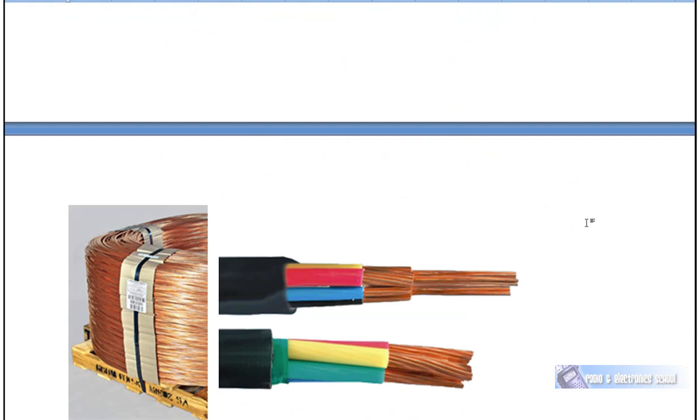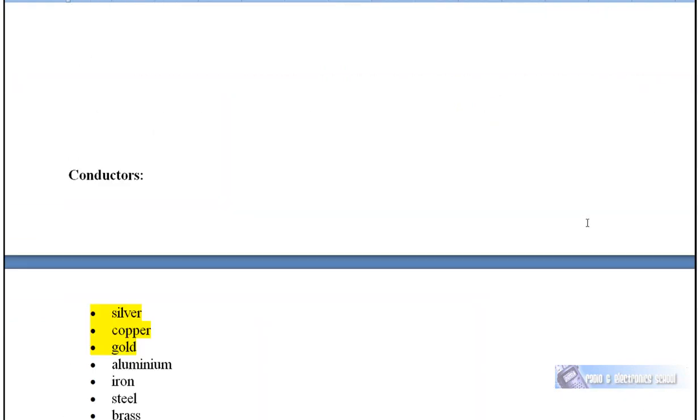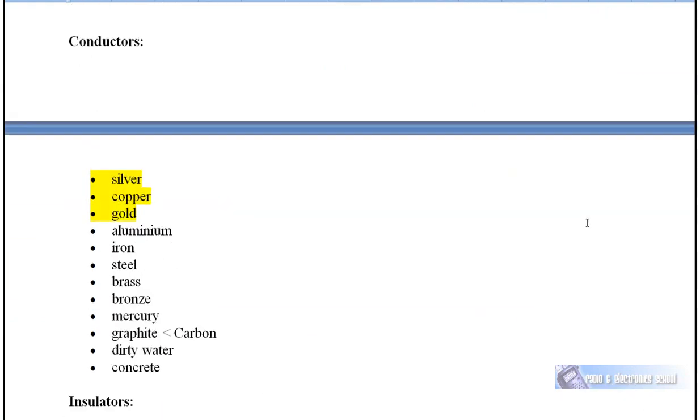Just in passing, I might go back to the conductor list again for a second, if I can find it. Forgive me. Here we are. There's our conductor list. I'll just do a page down there.